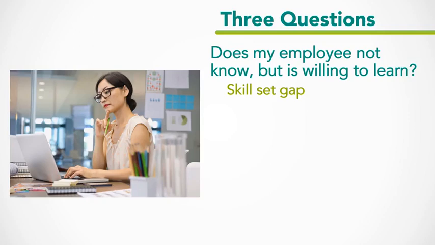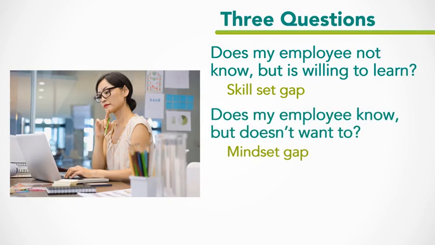The second question, does my employee know what to do, but doesn't want to do it? That is a mindset issue. So maybe they've generated $50,000, $60,000, $100,000 in revenue. And this month they generated 20. So now we know they have been able to do this before. So wondering if maybe they have something going on in their mind that's influencing their ability to get the work done. So they know what to do, but they just are choosing not to do it.